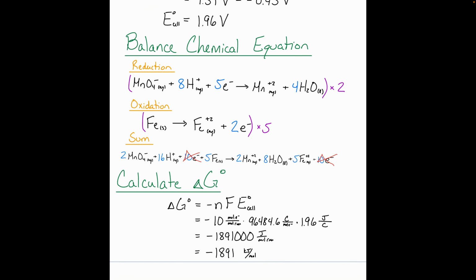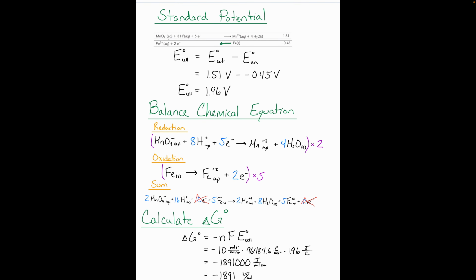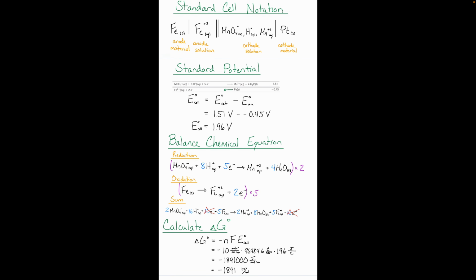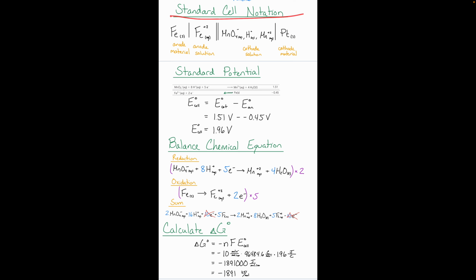Cool. All right, so given that battery, we can figure out how to summarize its contents in that standard cell notation. We can calculate the standard potential by taking the potential at the cathode minus the anode. And then once we have our balanced chemical equation and we know how many electrons are being exchanged in our redox reaction, we can calculate the free energy change of that reaction.